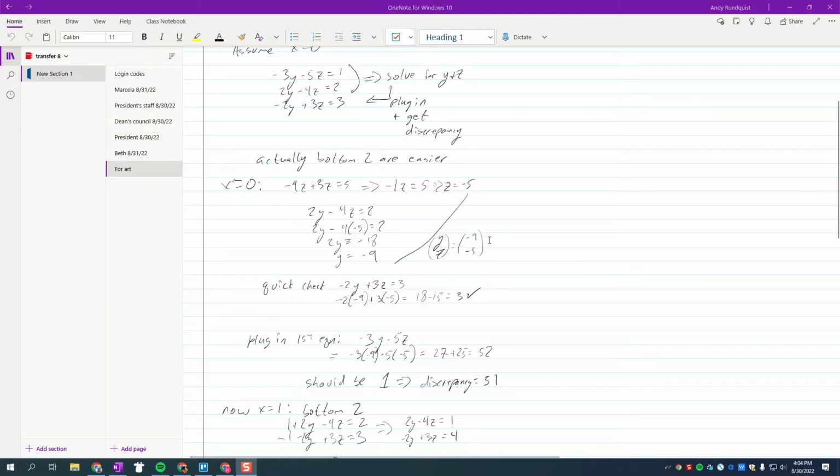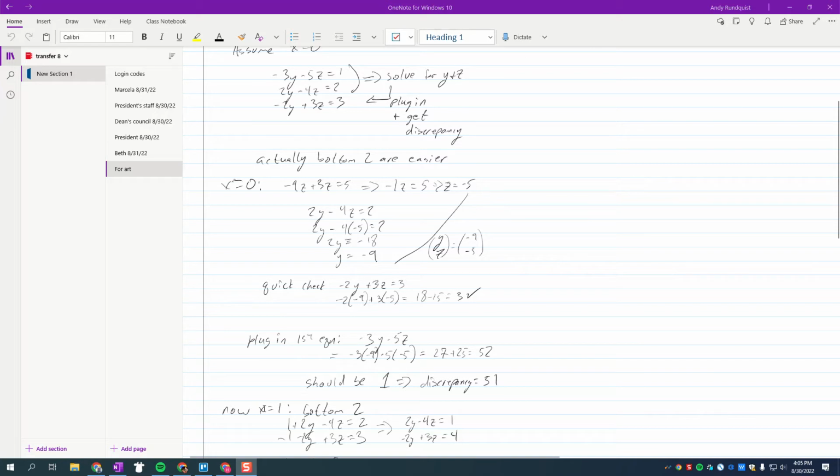And then I now have an x, a y, and a z guess. x was 0, y is -9, z is -5. That makes you consistent with the bottom two. You check it in the first, and of course you don't get the right answer. You get 52, but it should have been 1. So there's a discrepancy between my guesses and what it should have been. I'm going to call the discrepancy 52 minus 1, which is 51.